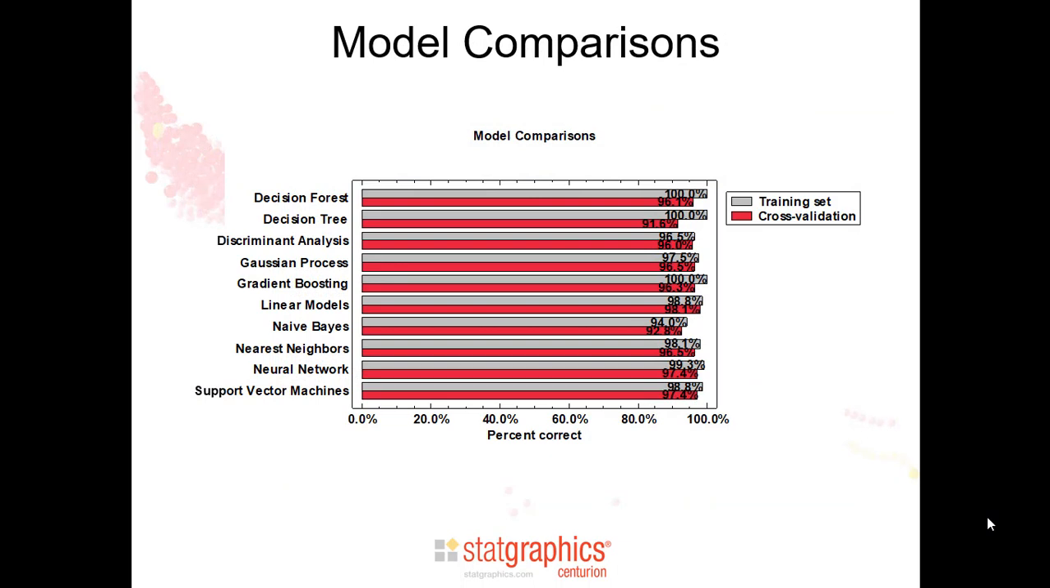One of the most interesting graphs created by the wizard is a comparison of the models that it has fit. This plot shows you the percent of correct predictions using the training data set and during cross-validation for each of the 10 procedures. You'll note that the best model for cross-validation is the linear models. It correctly predicted 98.1% of all the cases that were withheld during cross-validation.